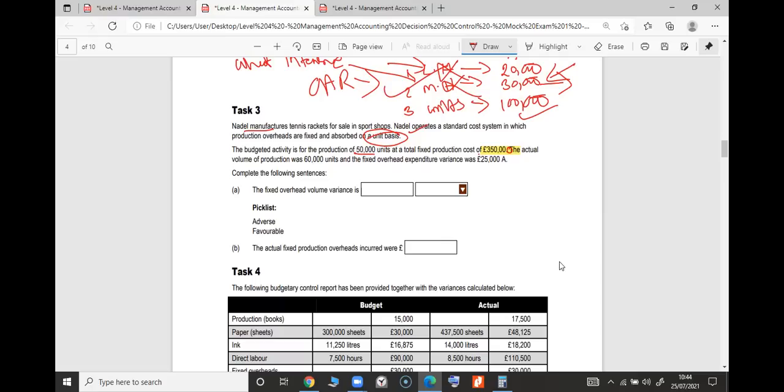Can you believe BPP? Thousands, hundreds of thousands of students are using these books, and still these are not being updated. Anyway, the actual volume of production was 60,000 units, and the fixed overhead expenditure. Okay, hold on. Actual volume. Tell me, budgeted was 50, actually 60. Is it good or bad in terms of volume?